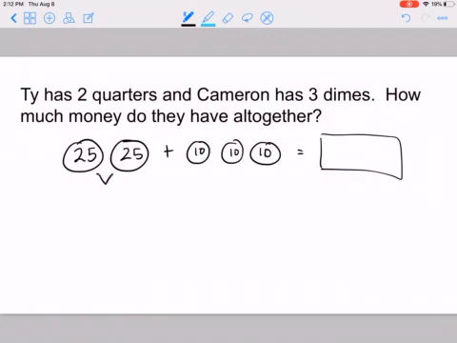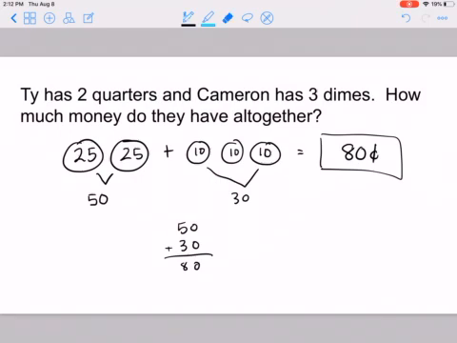If you want to put these together, you could. So if we did 25 and 25, we could get 50, and 10 plus 10 plus 10, that's pretty easy, we could do 30. So we do 50 plus 30, and that's going to be 80. So they had 80 cents all together.